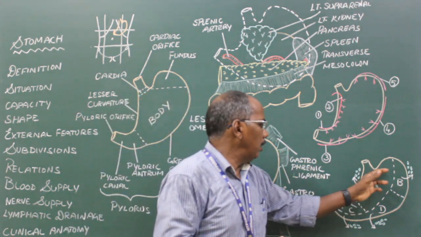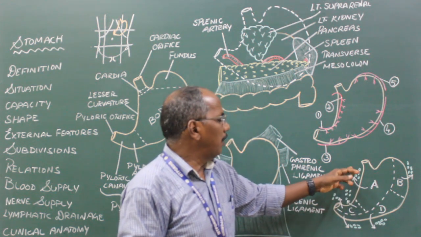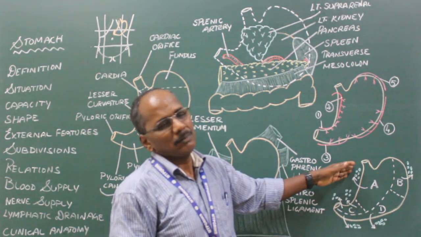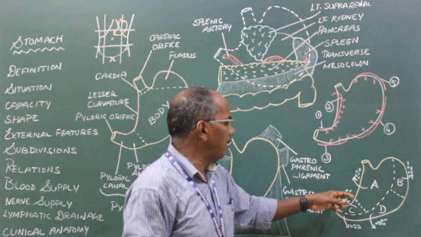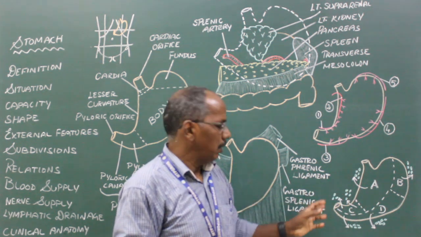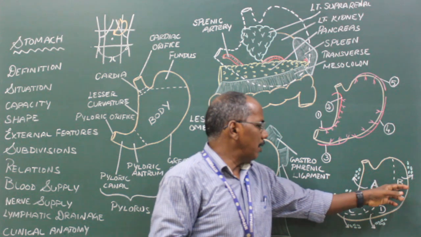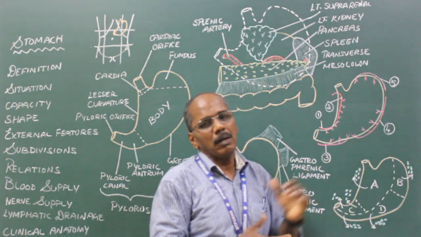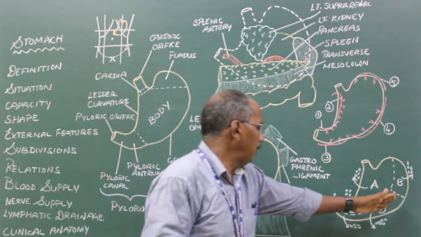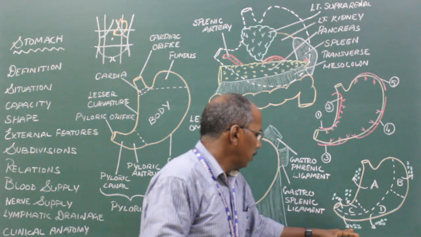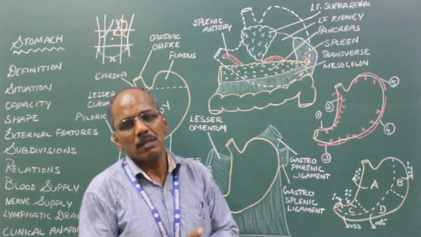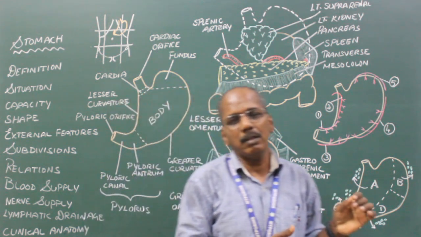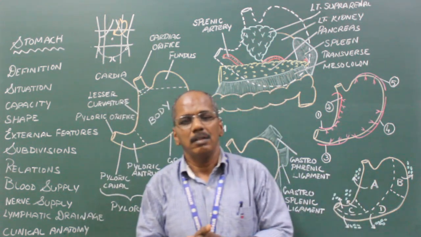Area A drains into left gastric nodes. Area C drains into right gastric nodes and hepatic nodes. Area B drains into pancreatico-duodenal nodes. Area D drains into pyloric nodes and right gastroepiploic nodes. So this is the lymphatic drainage of the stomach.